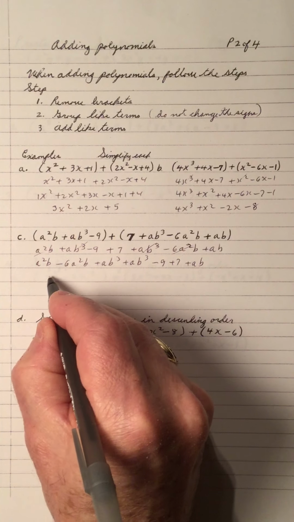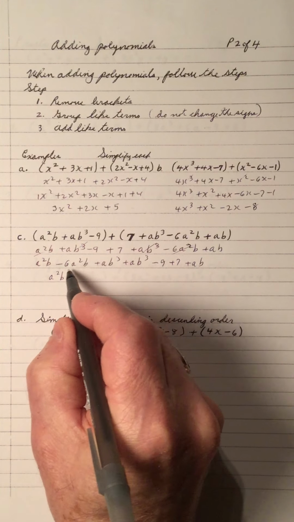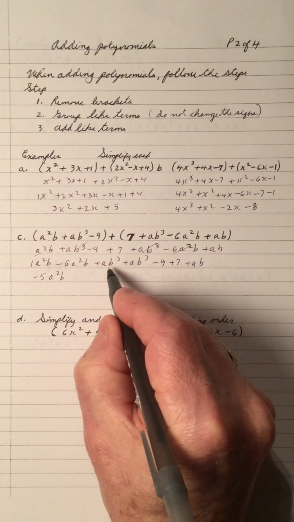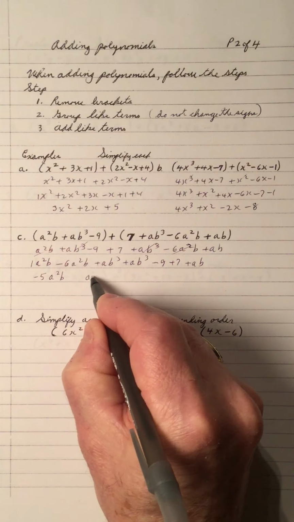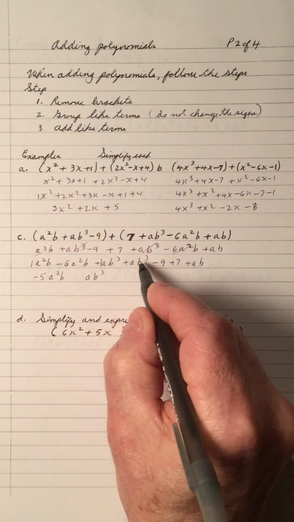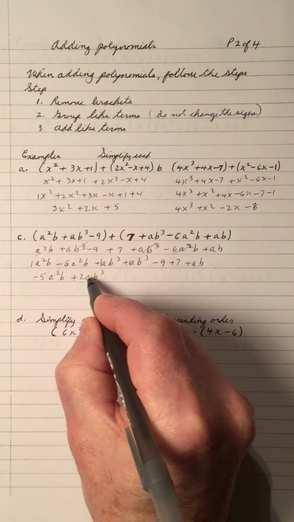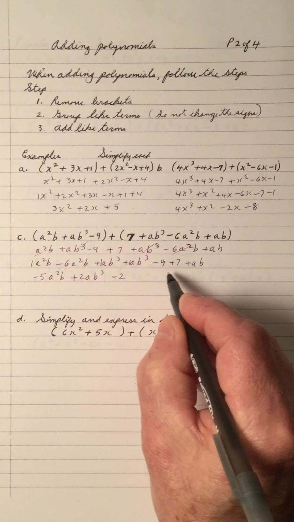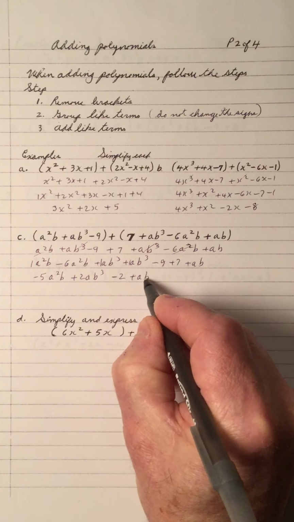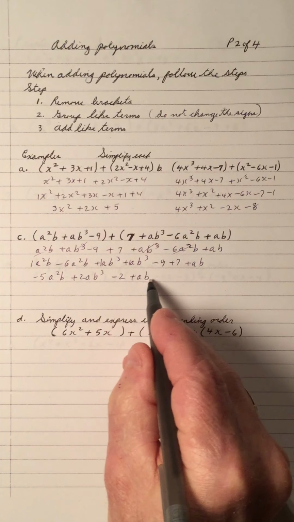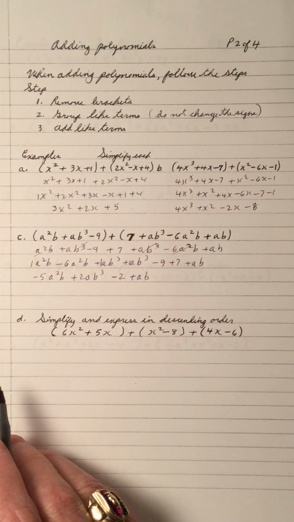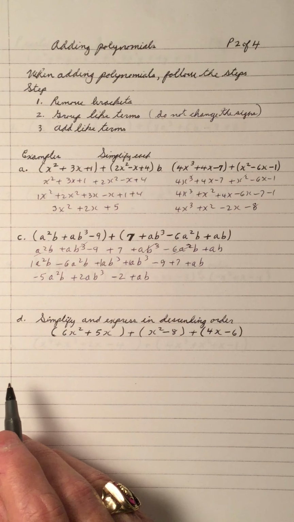And we add the like terms, so a squared b is the like term to this one. That's 1 minus 6 is negative 5. And we have an ab cubed, so that's 2 terms the same, so 1 plus 1 is 2. And negative 9 plus 7 is negative 2. And ab is all by itself. Now I could have put the ab here and put the 2 over there, but it really doesn't make any difference when you have double variables doing the order.